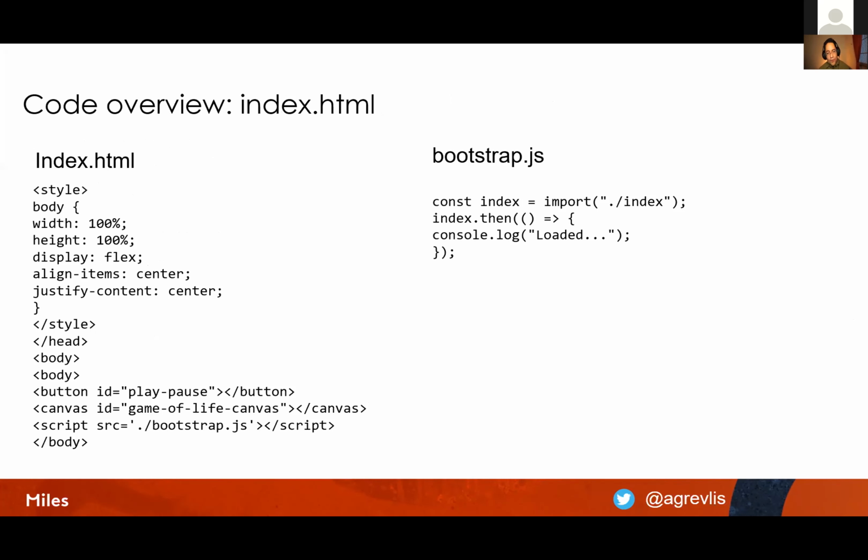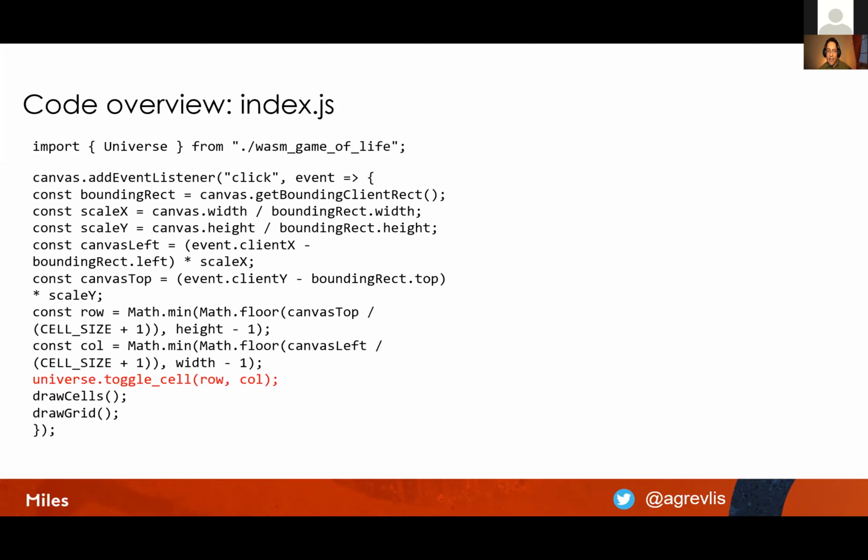Then in order to use this, we can create an index.html page, and we have a bootstrap JS file, and then we're actually loading this thing here. So here we can import this universe that we had defined. And for example, we can run this universe.togglecell here that I've defined here in red.